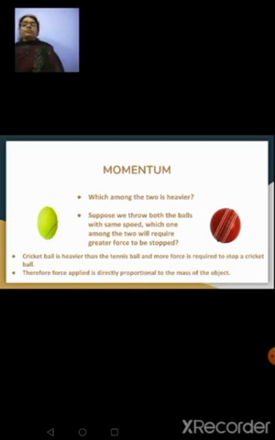Suppose you throw both these balls, the tennis ball and the cricket ball, at the same speed. Which one among the two will require more force to be stopped? Yes, the ball with heavier mass will need more force to be stopped. So we can say that whenever you apply some amount of force, the amount of force that you apply depends on the mass of the object. That means objects with heavier mass need more force and objects with lighter mass need less force. Remember this. The force that is applied is always in proportion to the mass of the object.